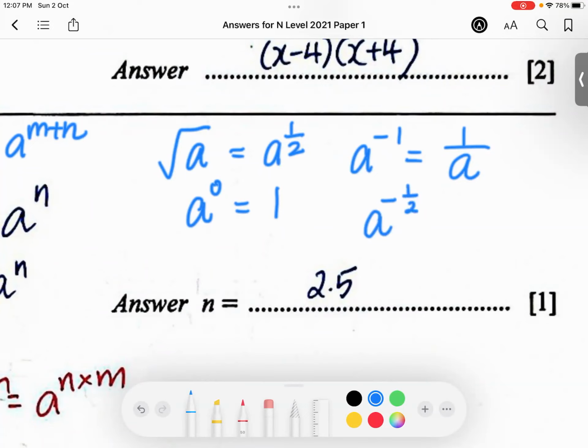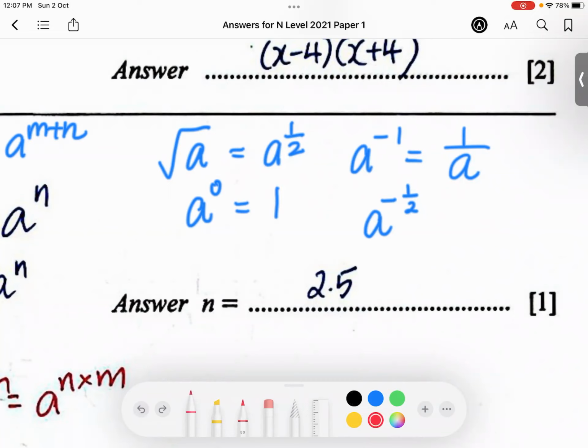A lot of students make a common mistake. They will write it as, "Oh, teacher told me I need to switch, right?" So I'll have a to 1 over a, then you go and switch this power half also to become 2 over 1, which is actually not correct. Okay, the power remains the same.